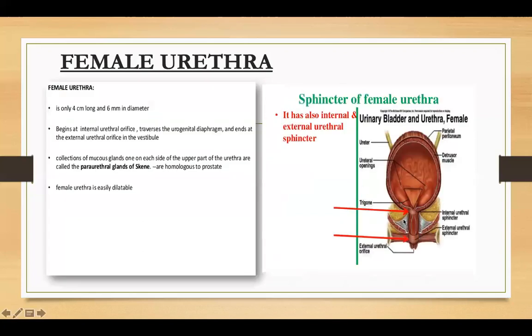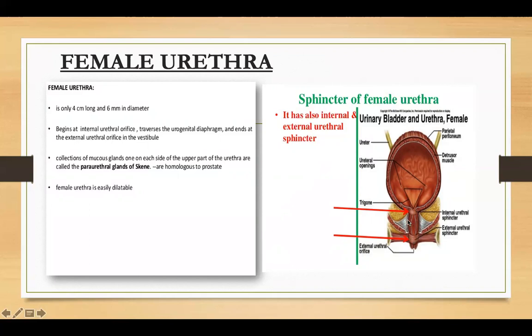Female urethra. This is the female urethra. It is only 4 cm long and 6 mm in diameter. It begins at the internal urethral orifice, traverses the urogenital diaphragm, and ends at the external urethral orifice in the vestibule, anterior to the opening of the vagina.